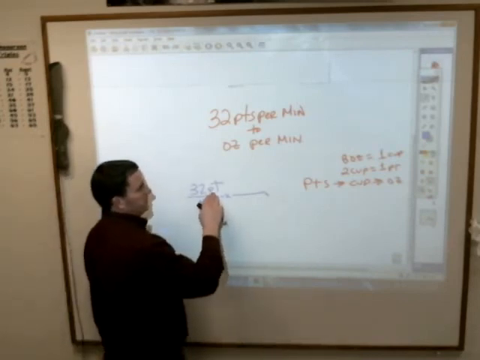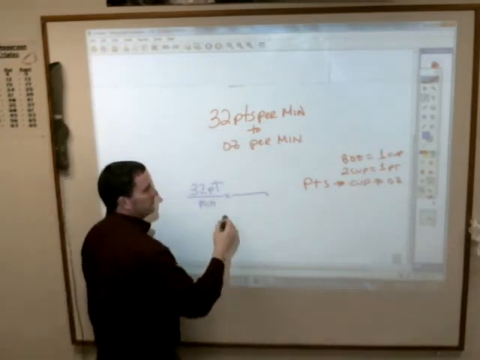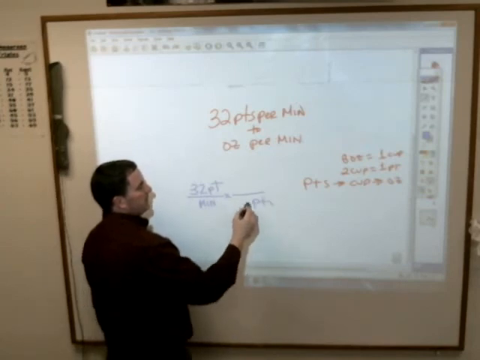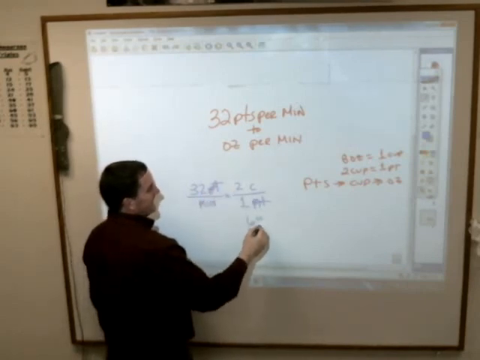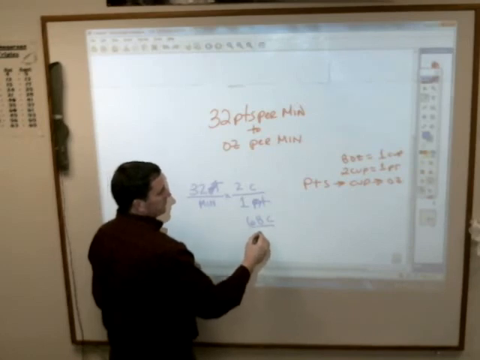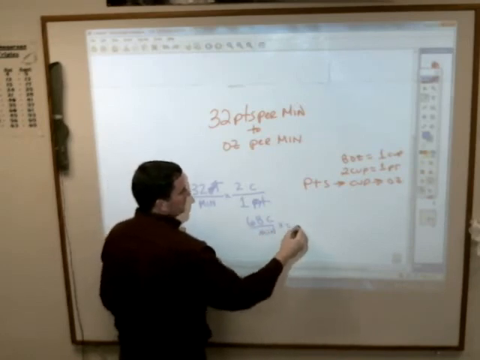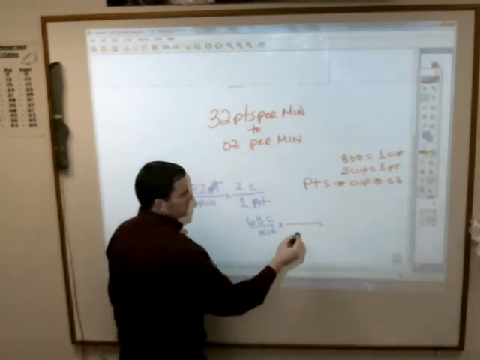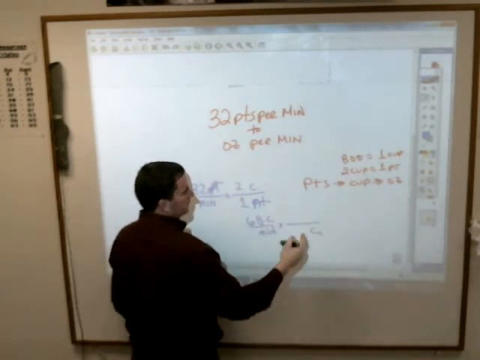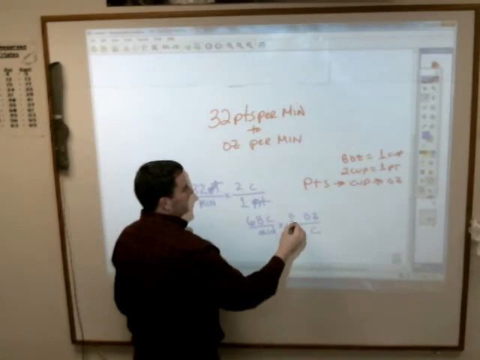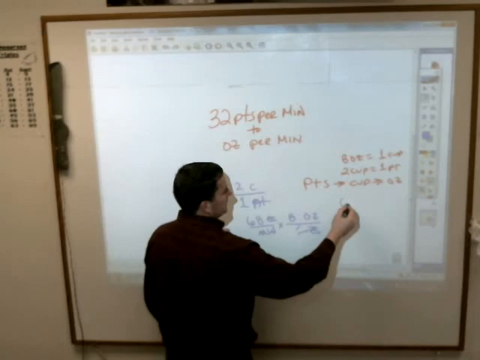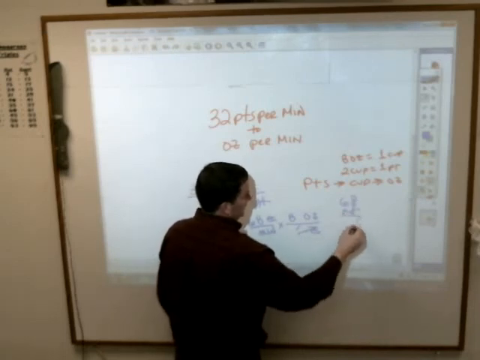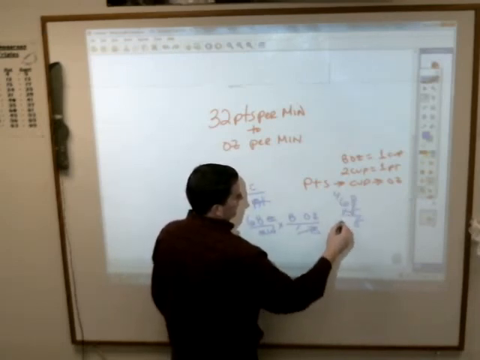We're changing, first of all, pints into cups. So I need to put my pints on the bottom, and I know that there are 2 cups in 1 pint. So bam, labels crossed off. That gives me 68 cups per minute. And then once I get this unit multiplier, I want to change cups into ounces. So cups have to go on the bottom because they're on top over here. Ounces go up there. There's 8 ounces in 1 cup. Labels cross off. It's going to be 68 times 8.